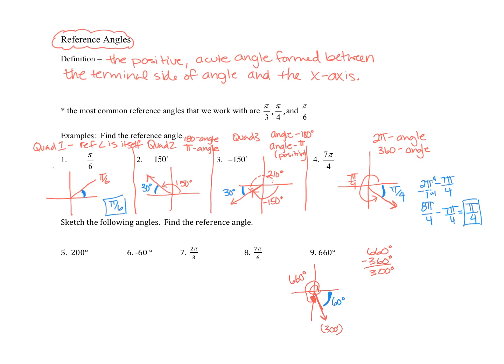I could use my shortcut rule. Remember what the shortcut rule was? It was 360 minus my angle when I'm in the fourth quadrant. However, I can't use the 660 degrees. That wouldn't work. Instead, I'm going to use my 300 degree angle for my shortcut. I have to use my positive angle, and I have to use my angle that's in between 0 and 360. So this would be 360 minus the 300, and I can see that I have 60 degrees left over to get back to the x-axis. It would be my reference angle.